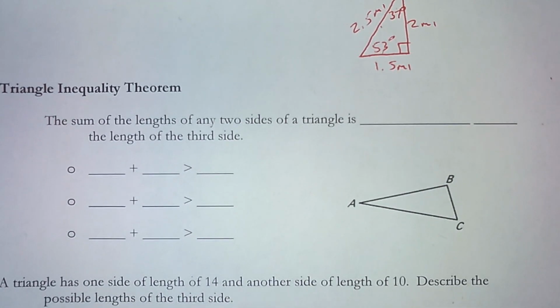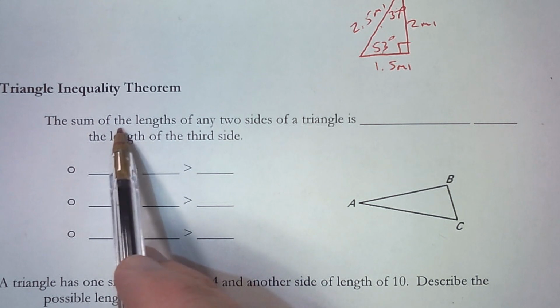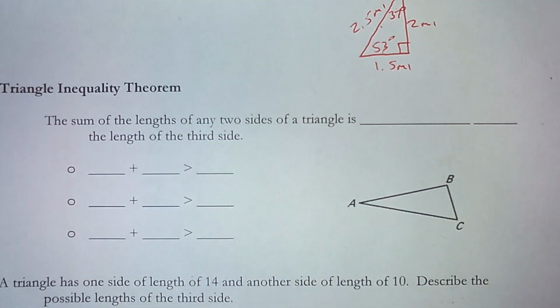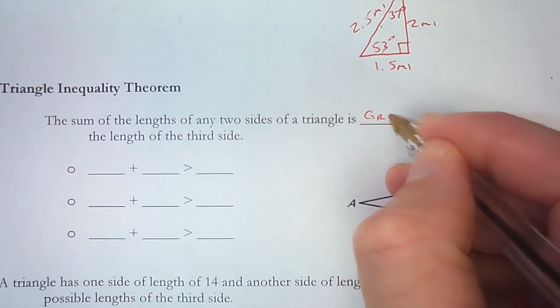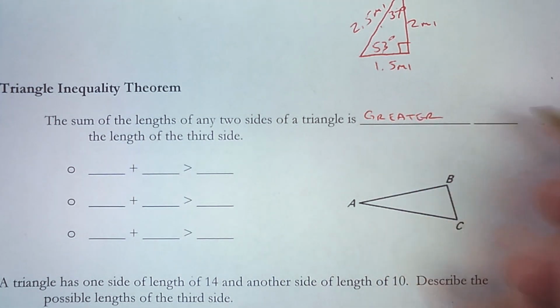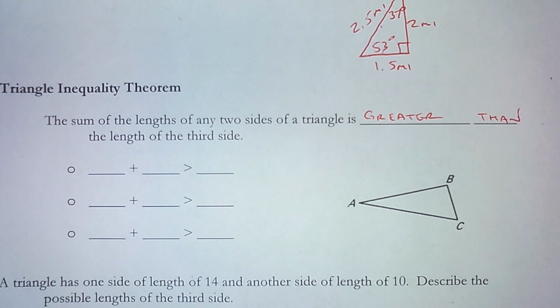Now the triangle inequality theorem. The sum of the lengths of any two sides of a triangle is greater than the length of the third side. So if I add up the lengths of any two sides of a triangle, what I get from adding them up has to be bigger than the third side.